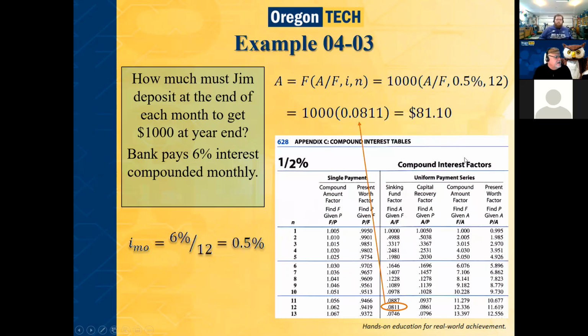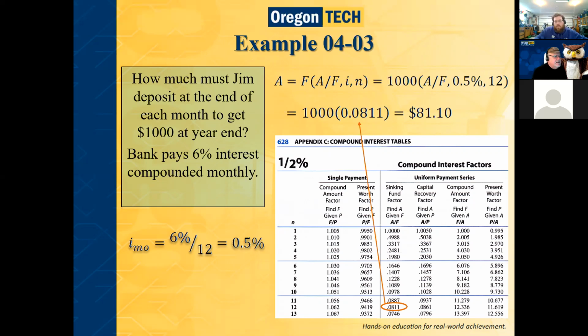Now then, 4.3. How much must Jim deposit at the end of each month to get $1,000 at year end? You're saving up for those tickets to the ball in December. All right, you need $1,000. How much do I put away each month?